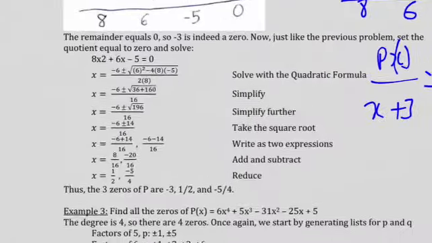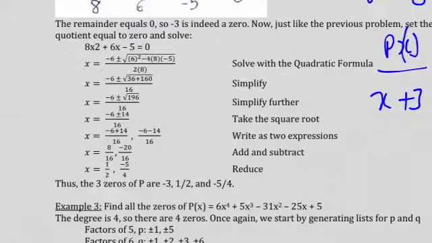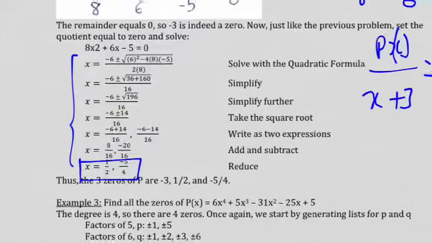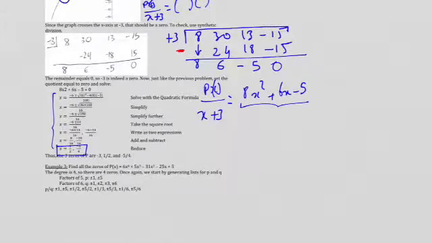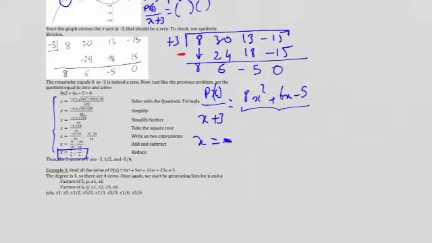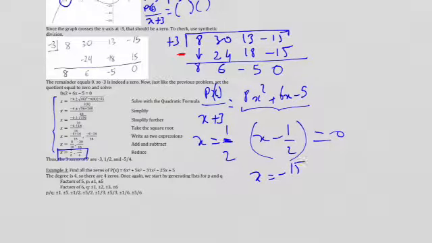To find the factorization of 8x squared plus 6x minus 5, factoring directly is very difficult. I'm going to use the quadratic formula, and I'm going to find the 2 last values that make the polynomial equal to 0. And at the end of the day, when I find x equals 1 over 2, that means x minus 1 over 2 equals 0 is one of the 2 parentheses. And x equals -15 divided by 4 implies x plus 15 over 4 equals 0.